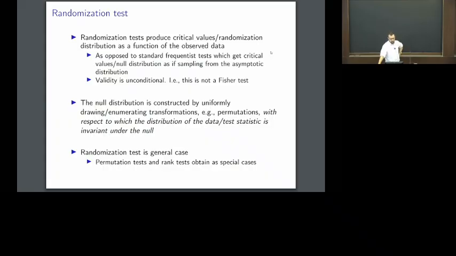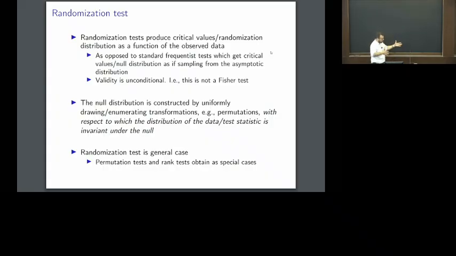It gets its null distribution as if from sampling from the asymptotic distribution, or if you make distributional assumptions, as if you were resampling the test statistic. The validity, however, is a bit tricky because the procedure keeps the data fixed, unlike the standard frequentist setup where you resample the test statistic under the null to get critical values. Here, the method is entirely conditional on the data, but the validity is unconditional, unlike a Fisher test.